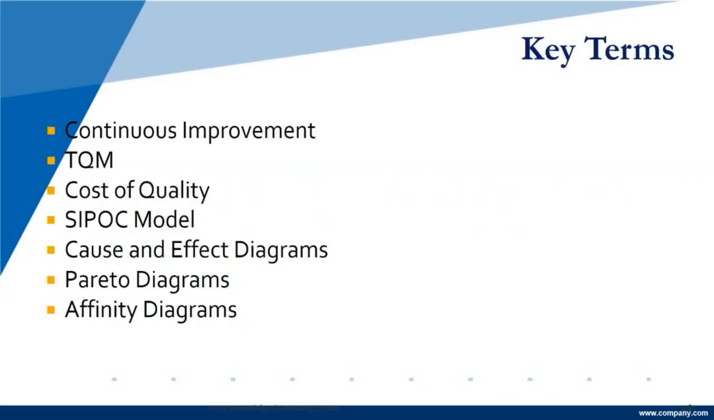Our key review items: continuous improvement, TQM, total quality management. We have the cost of quality. We talked about the CPOC model, our cause and effect diagrams, our Pareto diagrams, our affinity diagrams. Key terms to understand and remember when we're looking at certification, we're looking at taking a test. These are all key things out there.